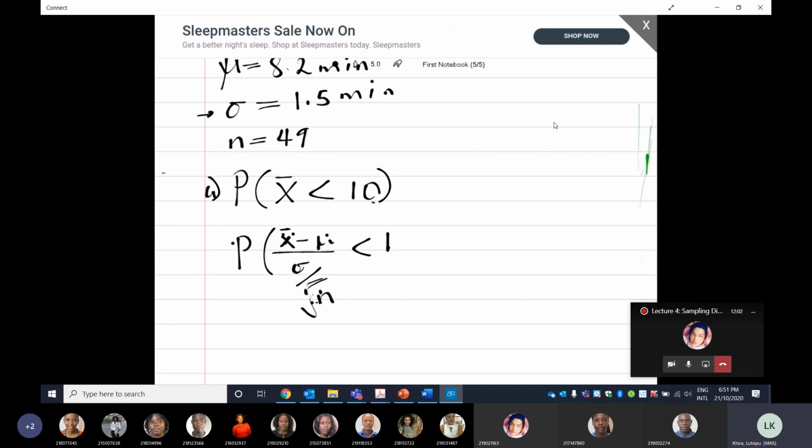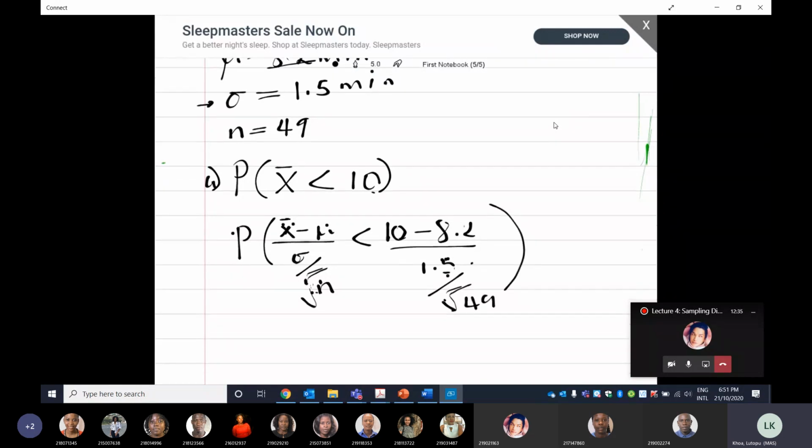So with our 10, we will subtract mu. Our mu is this 8.2. So we say minus 8.2. And then we divide this by sigma. This is 1.5. Then we divide that by the square root of 49.